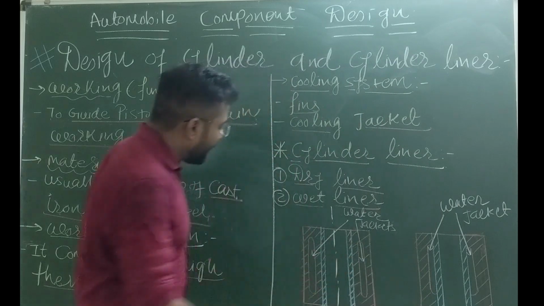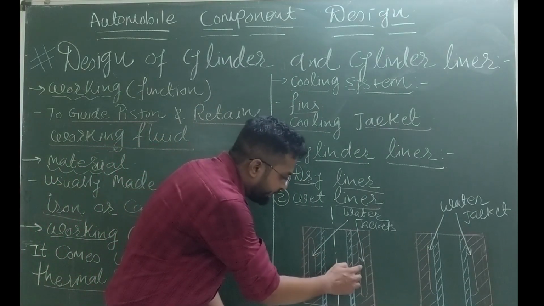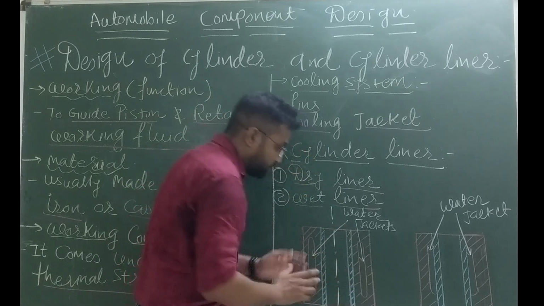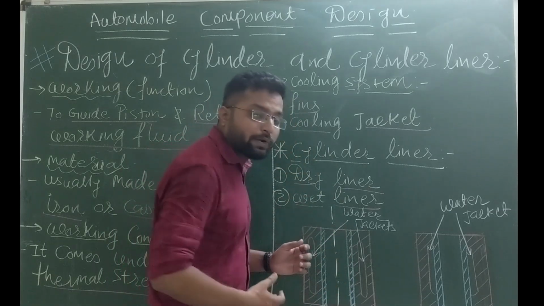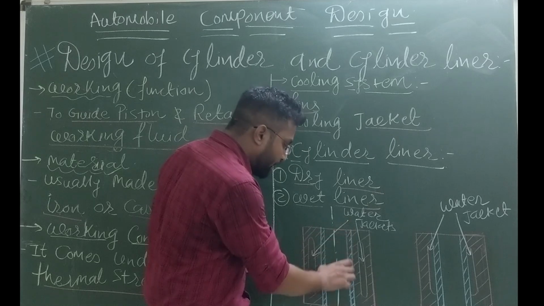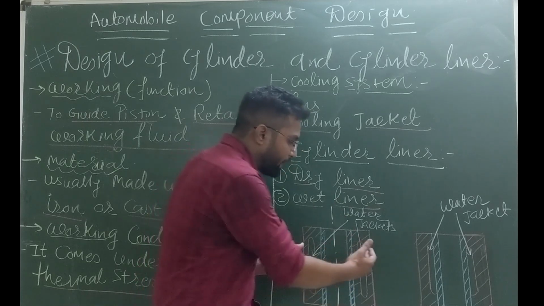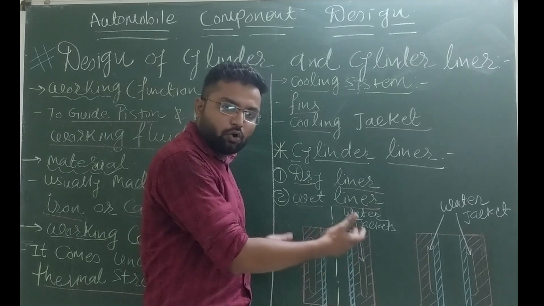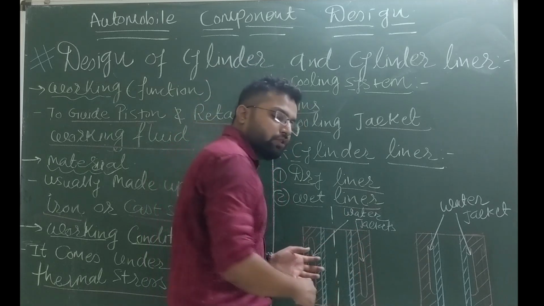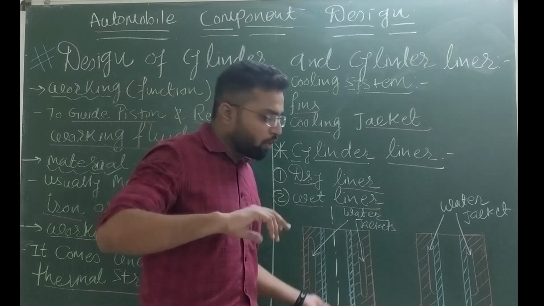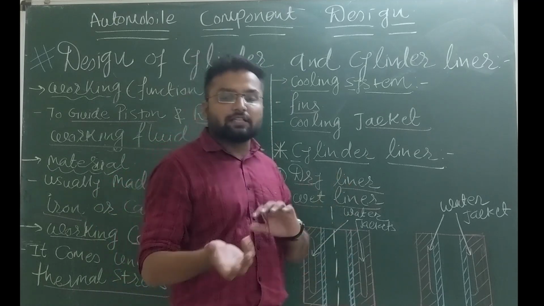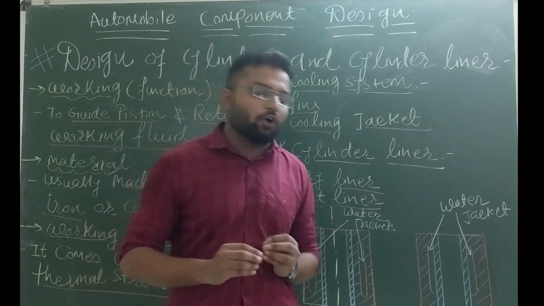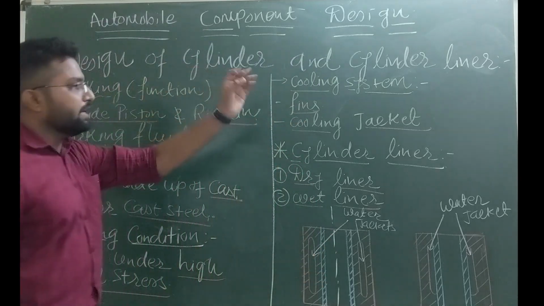Please look at this arrangement. This is the passage provided for water flow, and this is the liner. So when our component, the liner, deforms, all you have to change is this portion only. You don't have to change the outer jacket. So we are not going to change the whole cylinder block; we are going to change this liner instead. I hope you have got each and every aspect of our cylinder and cylinder liner.